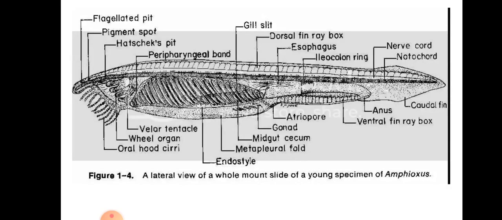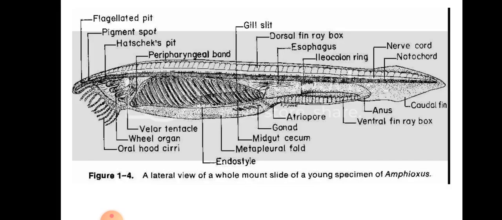Now here you can see the diagram which shows the presence of the oral hood cirri. You can see how they are elongated, finger-like projections along with sensory papillae, followed by the wheel organ, which has finger-like projections. Behind that you can see the velar tentacles, which surround the velum, and from there it goes into the enterostome or the mouth.